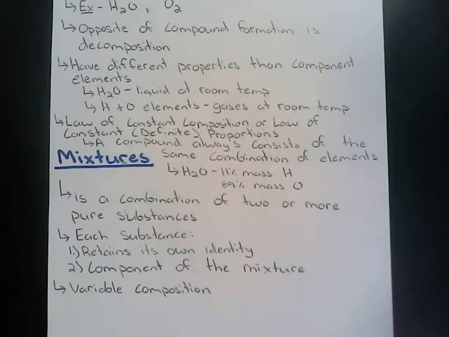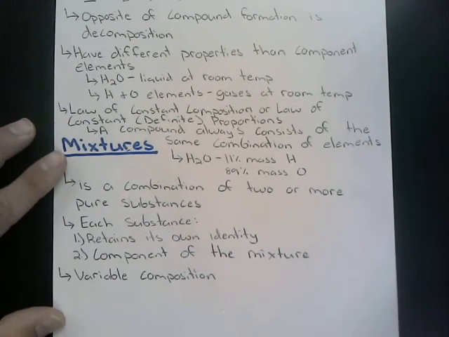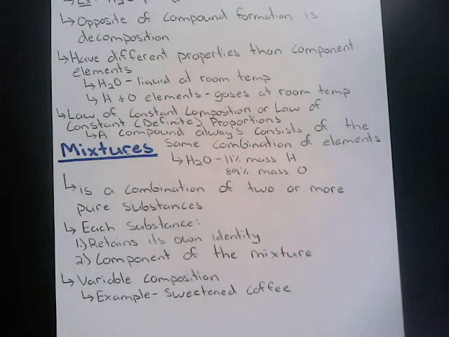So an example of this variable composition is sweetened coffee. If you make your coffee at home, you may put 1 tablespoon of sugar in that cup of coffee, but if you go to Starbucks and you get a double mocha frappuccino, you may get multiple tablespoons of sugar. Both are sweetened coffee, but they have a different overall composition.